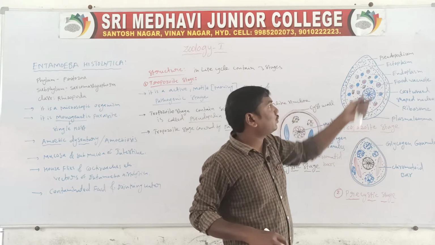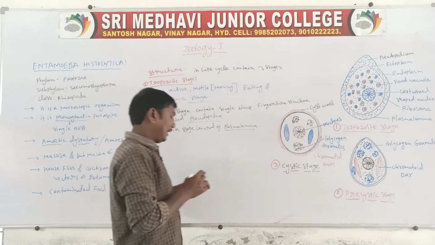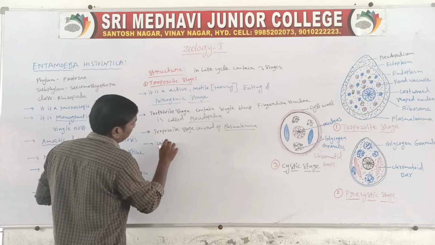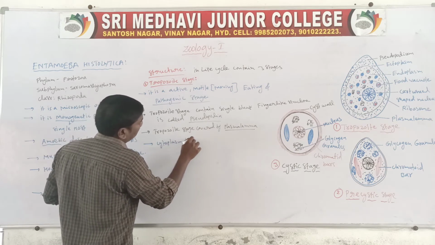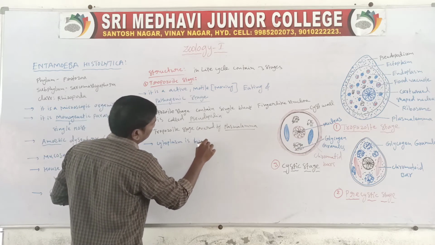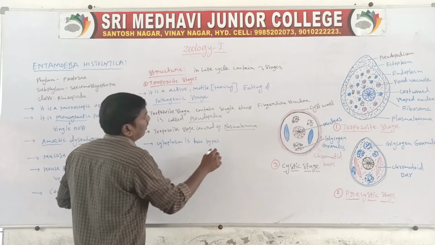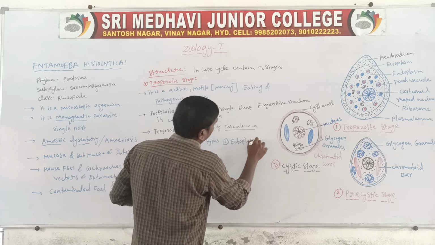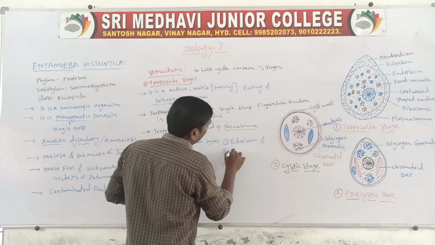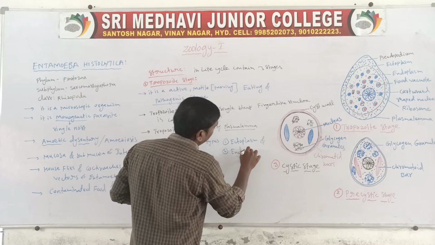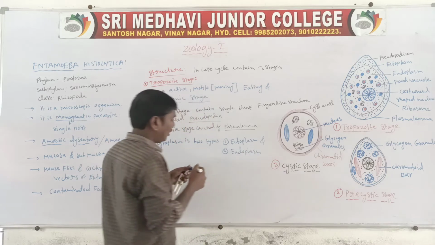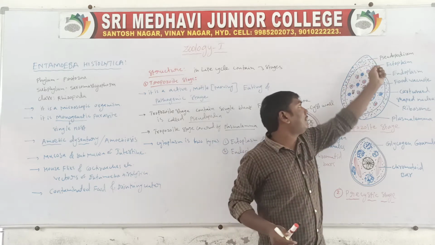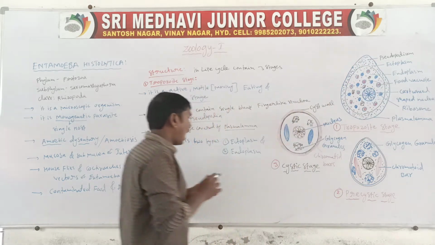The cytoplasm is of two types: one is the ectoplasm and the second one is the endoplasm. So the cytoplasm is divided into two types, the outer ectoplasm and the inner endoplasm.